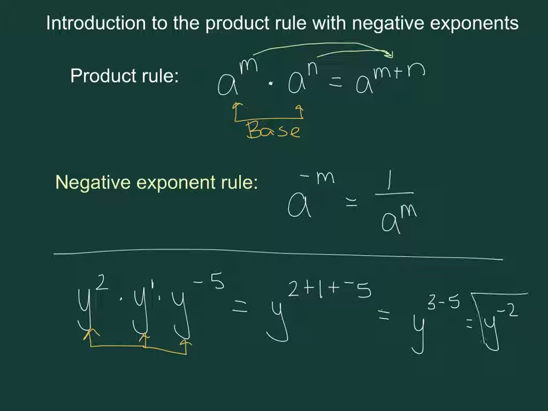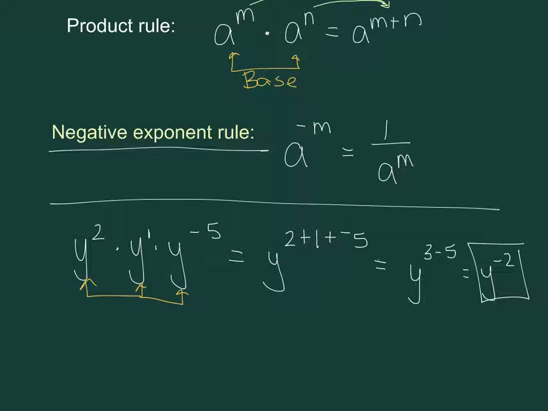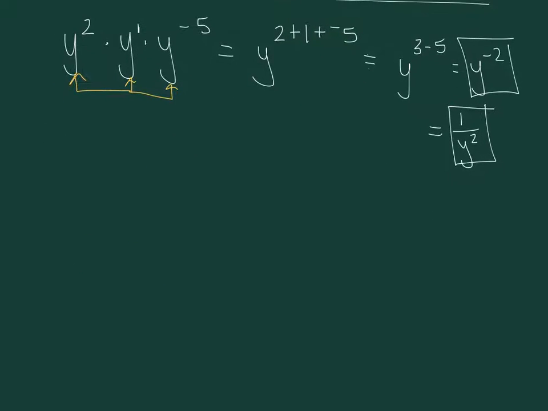Now, from here, I need to use the negative exponent rule. And so all I'm going to do, let's just say this is 1 over y squared. So notice all I did was I just flipped it upside down and made the exponent positive. I'm going to do another one.